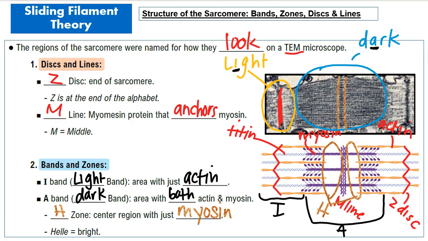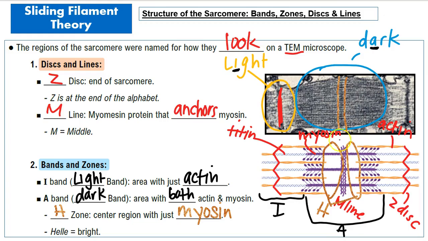Okay? So now let's talk about contraction really quickly. Because you're like, well, great, we know how to label the sarcomere, but what's going to happen to each of these little lines and bands and zones when we actually contract? Are they going to get shorter? Are they going to get longer? Are they going to stay the same? Well, let's figure this out.